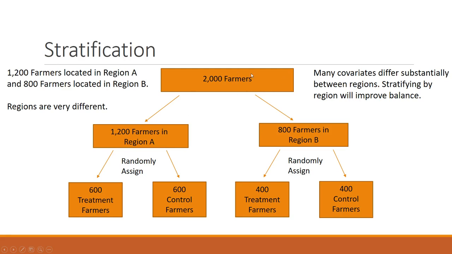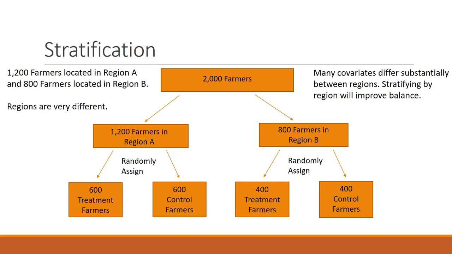So let's say I have 2,000 farmers, and 1,200 of those farmers live in region A, and 800 farmers live in region B. Let's also say that these regions are very different from each other. That means the farmers that live in region A are very different than the farmers that live in region B. This would justify the idea that we would stratify by region.